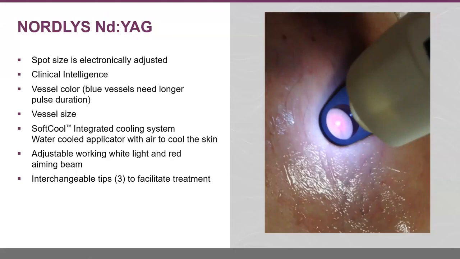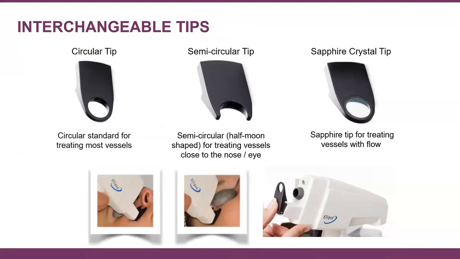It also has cooling built into it, so that we're able to cool the skin during the treatment. And we have 3 interchangeable tips. Regular one is the circular tip. Then we have a semicircular tip, and this is used particularly in those sometimes difficult to reach areas, so particularly around the sides of the nose where you have little vessels. So we still deliver the energy in the center of that circle, but we've removed half of that circle, so you're able to get much closer to those vessels that are sitting right up by the edge of the nose.